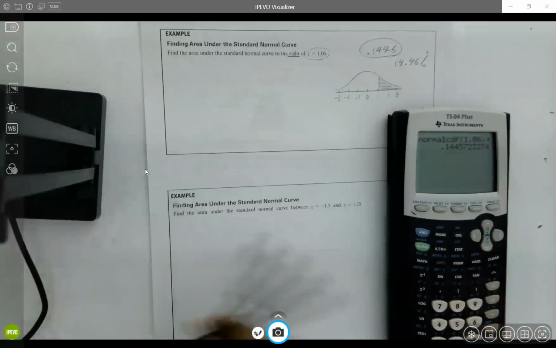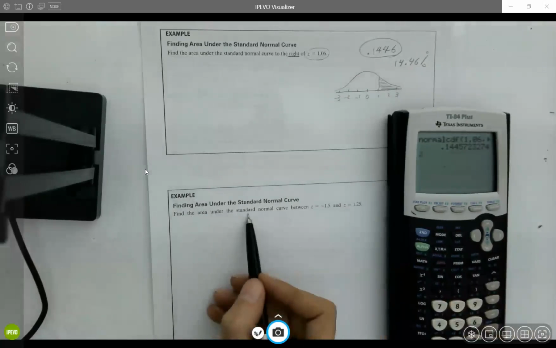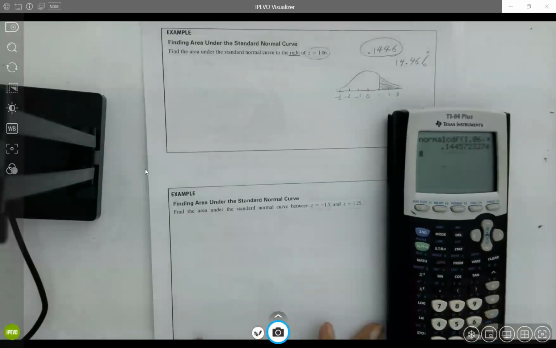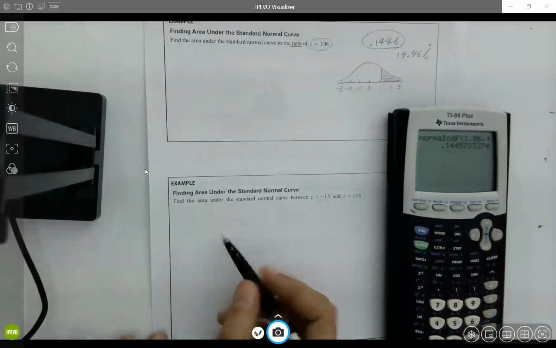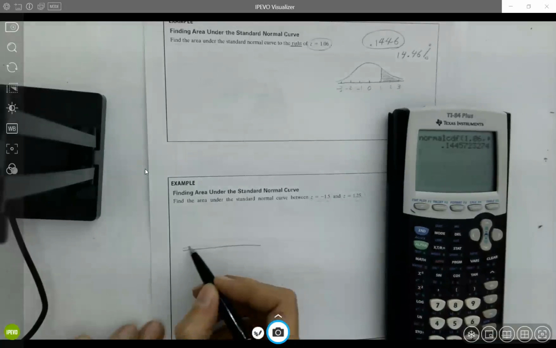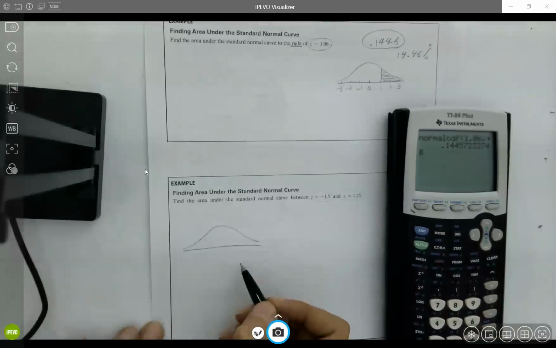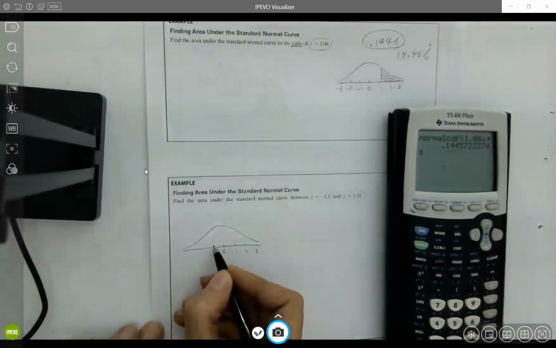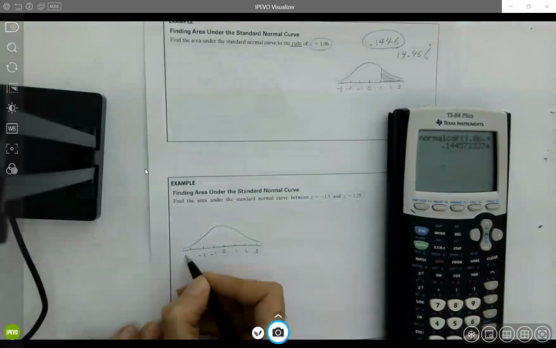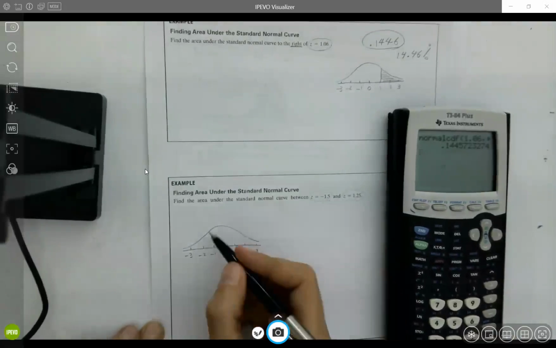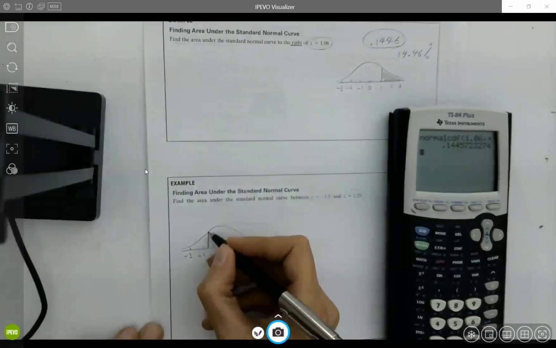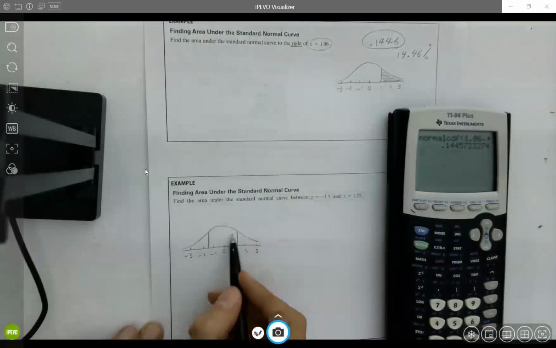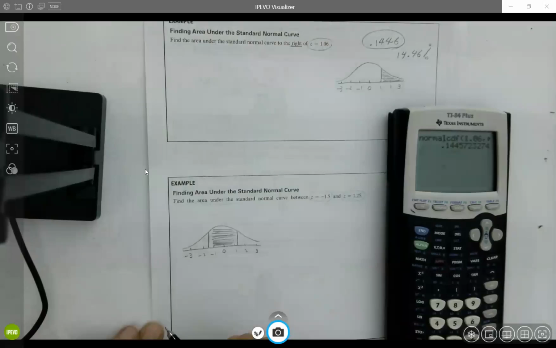For the second example, it says, find the area under the standard normal curve between a negative and positive z value. So take a look at the graph. Here we have the normal distribution, 0, 1, 2, 3, minus 1, minus 2, minus 3. Negative 1.5 is here. Positive 1.25 is here. So we're looking for this area.